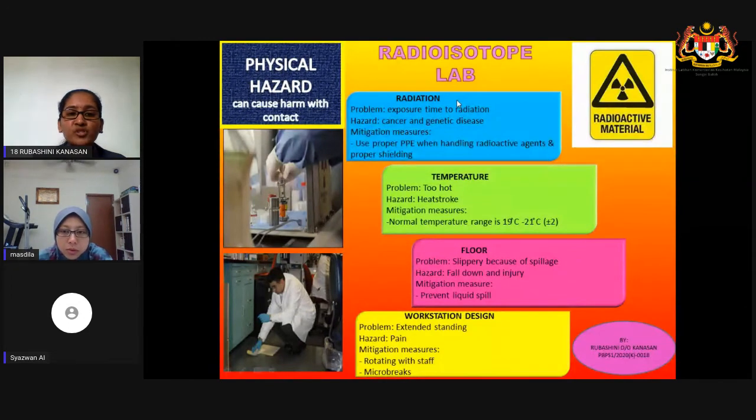Okay, for the temperature, the problem is that it is too hot, because in some labs the centralized aircon or the ventilation is not good. The hazard is heat stroke. For the mitigation measure, the normal temperature range is 19 to 21 plus or minus 2. Okay, for the floor, the problem is that it is slippery because of spillage. The hazard is falling down and injury. The mitigation measure is to prevent liquid spills. And for the workstation, extended standing is the hazard. The mitigation measure is rotating with staff, and there should be micro breaks.